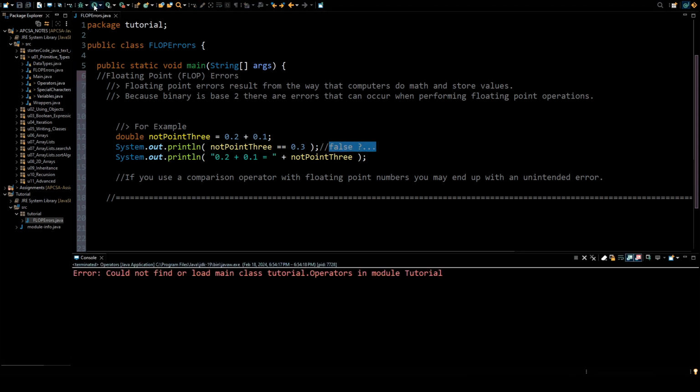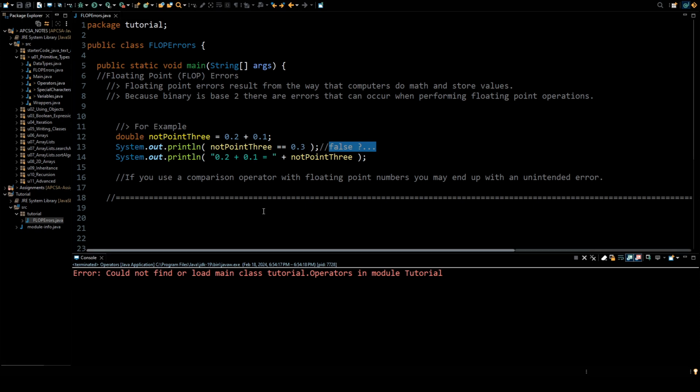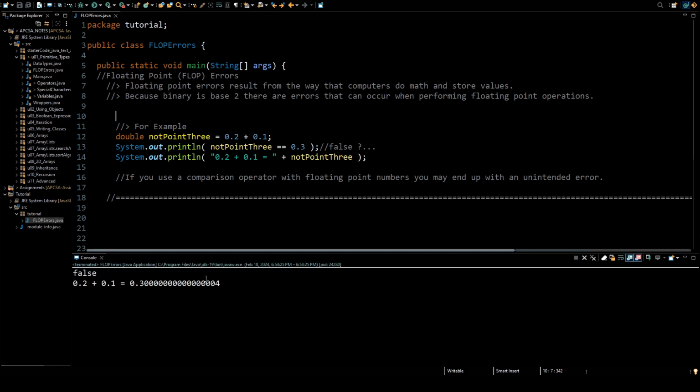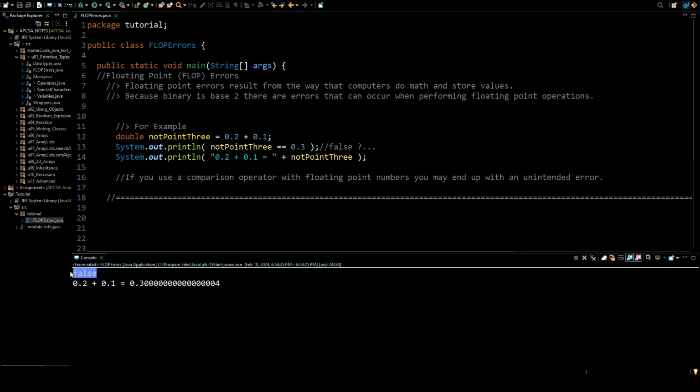So if we run this code real quick, let's make sure that we save our code and then run it. All right, here we go. We end up with false for this Boolean expression right here, which doesn't make any sense to us as people who understand math. And then I printed out the value of 0.3 here for you. And you see it's 0.3, a whole bunch of zeros, and finally a 4 there at the end.